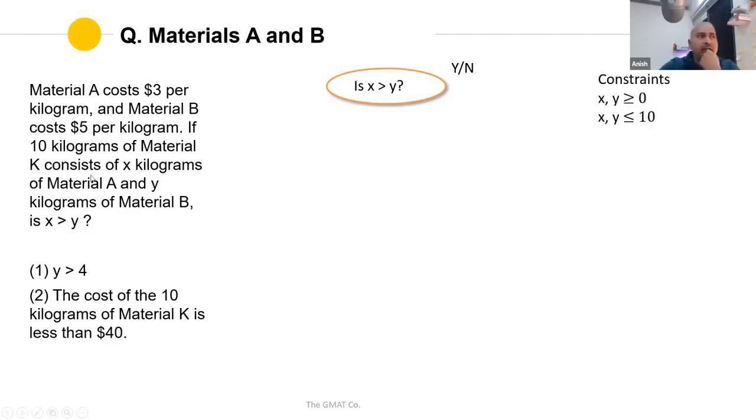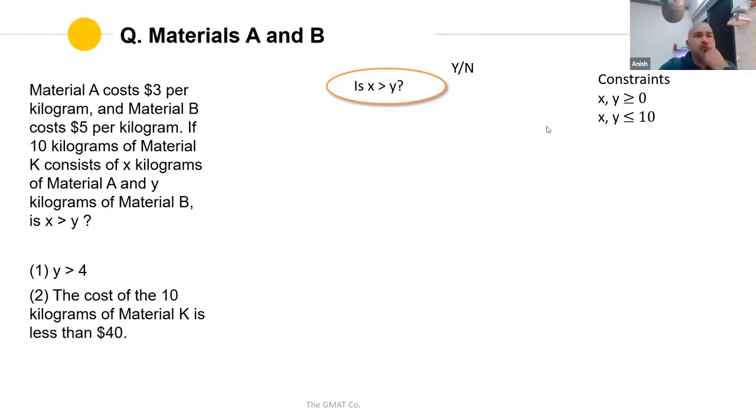Okay. X and Y are the weights. Combined, they add up to 10 kilograms. So each one of them must be less than or equal to 10, assuming it's possible that one of them is not even there. And both of them should be greater than or equal to 0. They can't be negative. The weights can't be negative. These are all the constraints there are on X and Y. Neither of them can be more than 10 and neither of them can be less than 0. Any other constraints on X and Y? No, that's it.